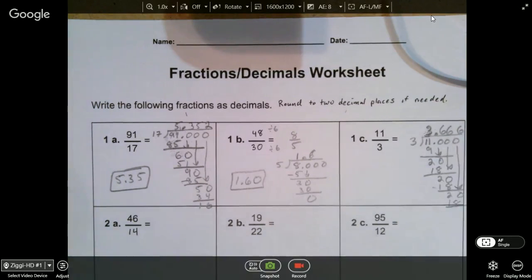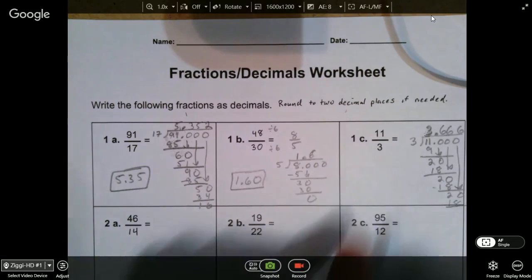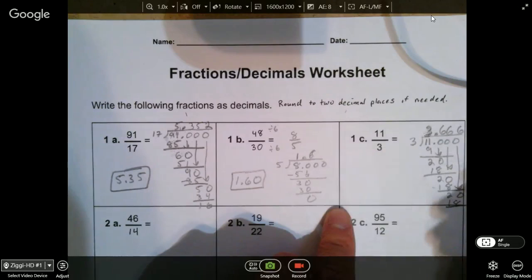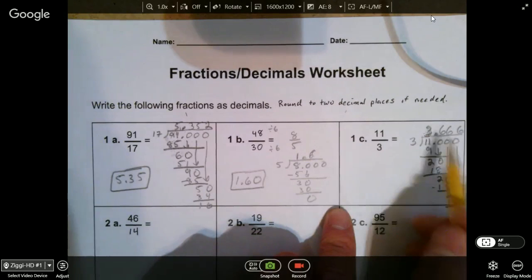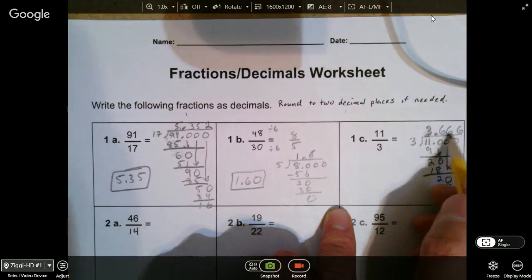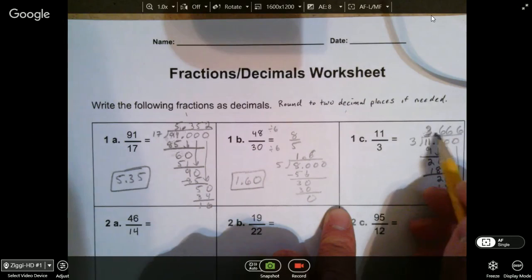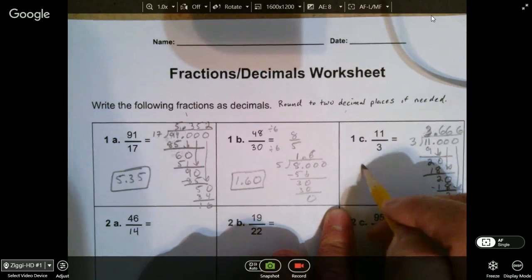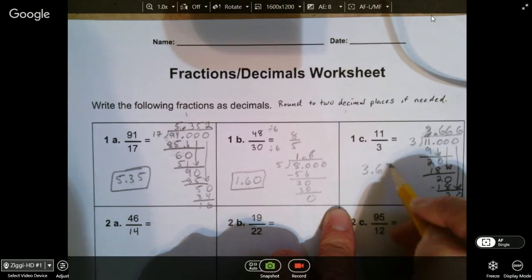Right? It's 3.6 repeating, which makes sense because 11 over 3 goes in here 3 times with a remainder of 2, right? So 3 and 2/3, 3.6 repeating. We know that decimal is equal to 2/3. But I'm rounding to 2 decimal places here, right? So 3.66, that 6 is 5 or larger, so I'm going to round to 3.67.